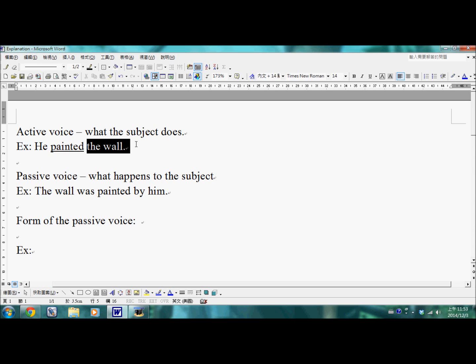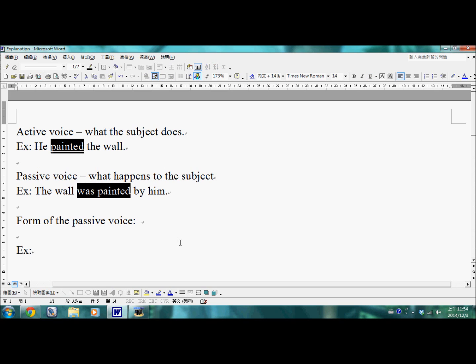First of all, we switch the position of the object and the subject. So in the first sentence, when it's written in the active voice, the wall is the object. But in the passive voice, the wall is the subject because we want to know what happened to the wall. And then the he in the active voice is the subject, but in a passive voice, it was the object. And you notice the change of verb.